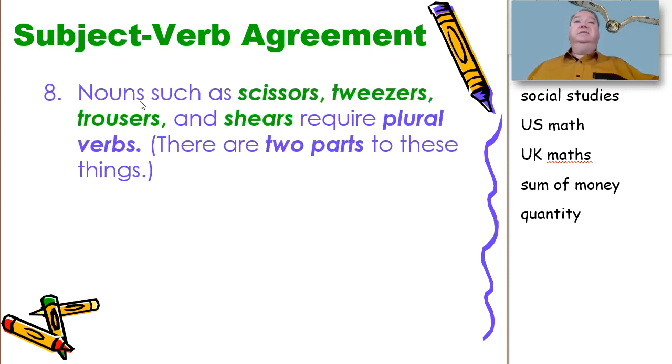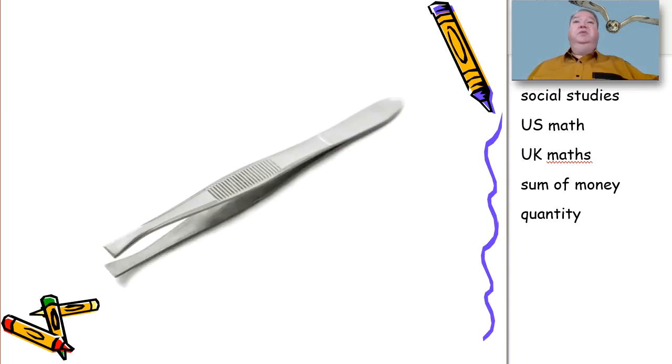Number 8, nouns such as scissors, tweezers, trousers, and shears require plural verbs. That's because there are two parts to these things. So you know what scissors are? Tweezers, those little things you use to pull out eyebrows, or if you have something in your finger, you might use it to remove a little piece of wood or glass. Tweezers, because there are two parts here.